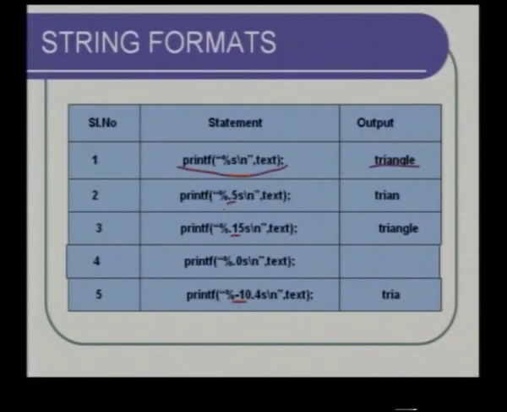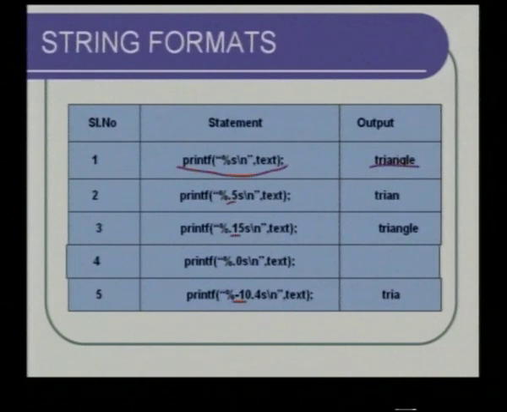So, in the second statement, I have printf %.5s and I am printing this text. The .5 means it will take only the first 5 characters and display them. So, 1, 2, 3, 4, 5: out of this entire text only the first 5 are displayed over here. In the next, I want to display the first 15 characters. Now, here if you see, the compiler will not return any wrong result.